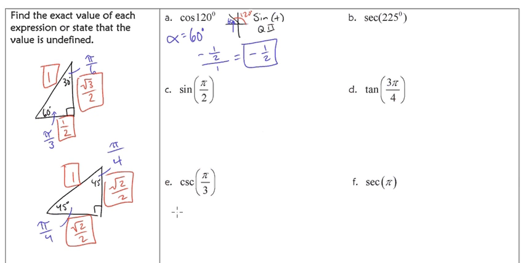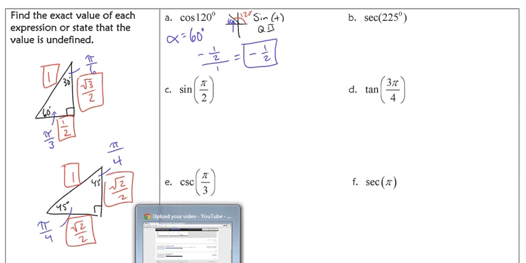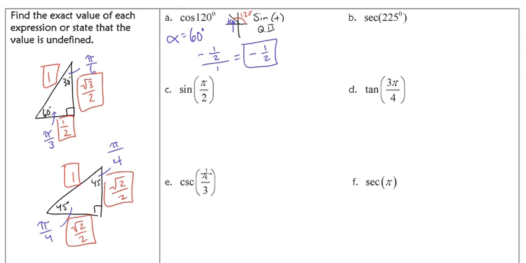Let me jump down to E. I think E is going to be another good example for you, and then I'll cut you loose to work through the rest of these on your own. So E, we've got the cosecant of pi over 3. And so cosecant is going to be equal to the hypotenuse over the opposite side, because cosecant is the reciprocal of sine. Sine is opposite over hypotenuse. And so we take 1 over that, giving us the hypotenuse divided by the opposite side.